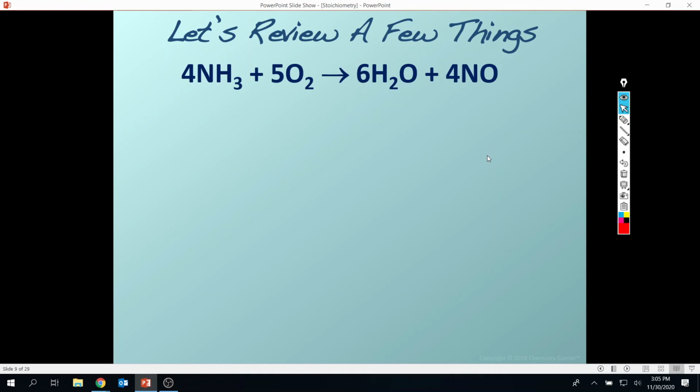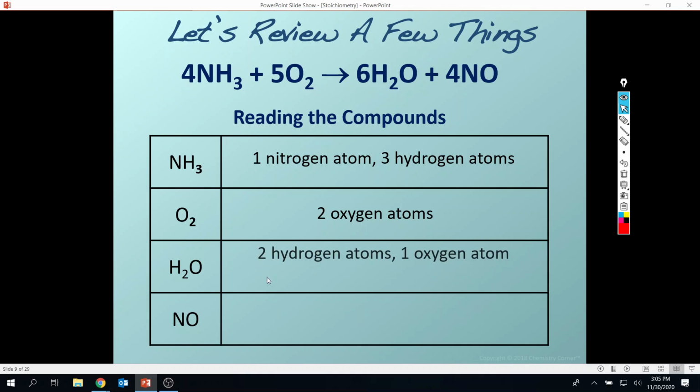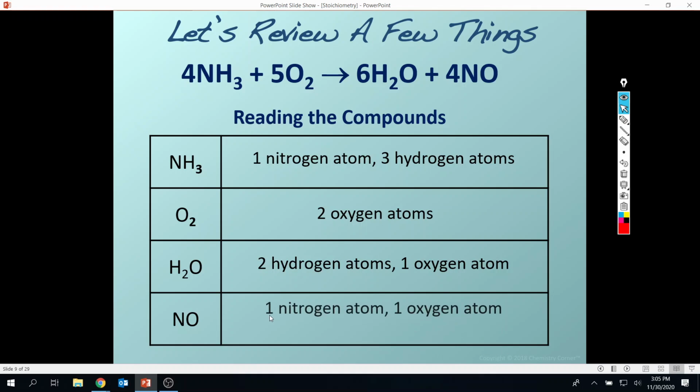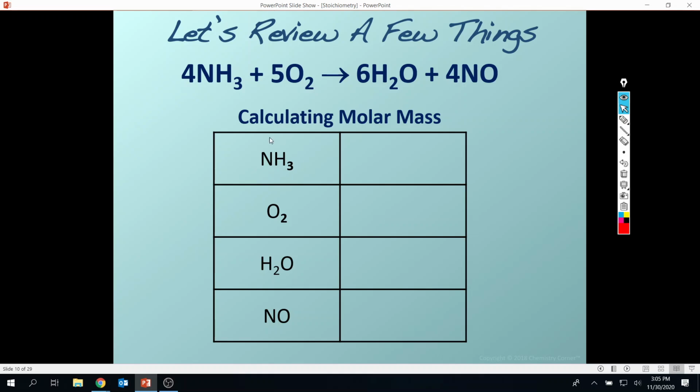So let's review a couple of things. First, here's our balanced equation. We checked it earlier. And this is going to remind us a few things about balancing equations and how to check the compounds. If I give you an ammonia, how many nitrogen and how many hydrogen is that? 1 nitrogen, 3 hydrogen. What about oxygen? 2 oxygen atoms. Water? 2 hydrogen and 1 oxygen, excellent, and then 1 nitrogen, 1 oxygen atom. Good. None of that was a surprise to any of you guys. Ooh, how would I calculate the molar mass for ammonia?